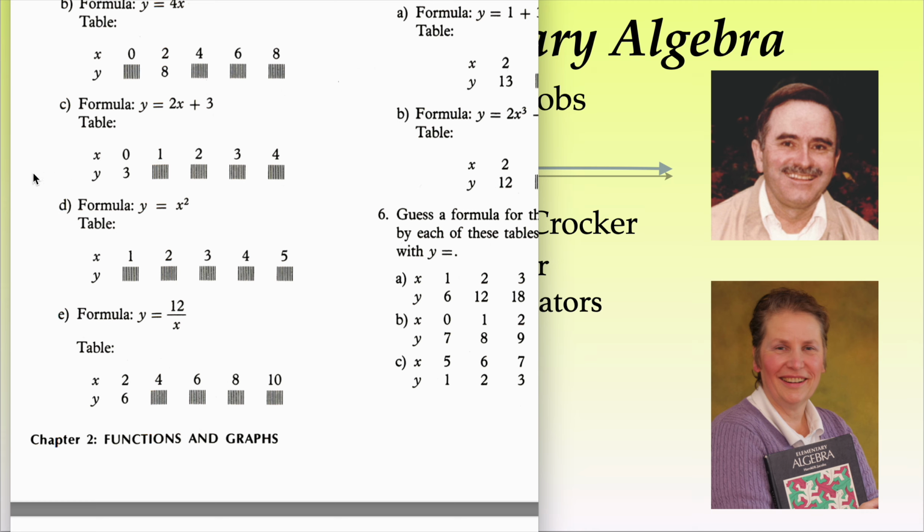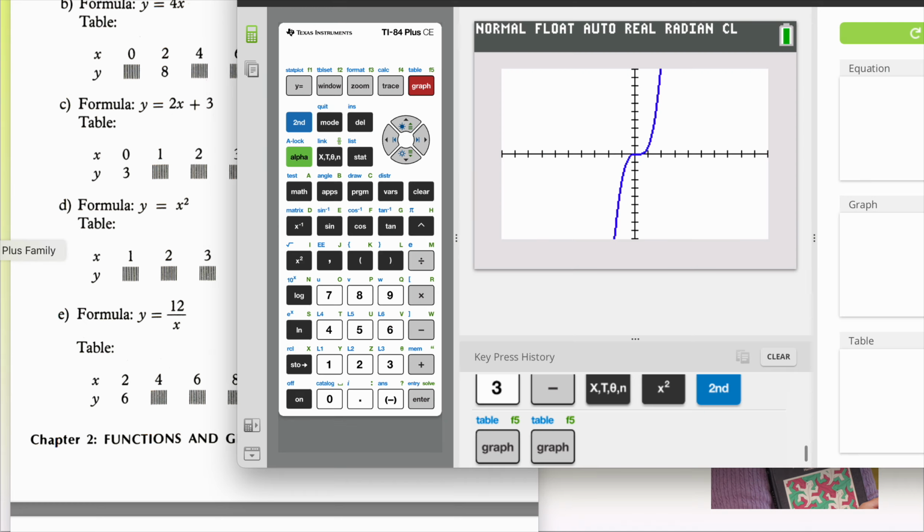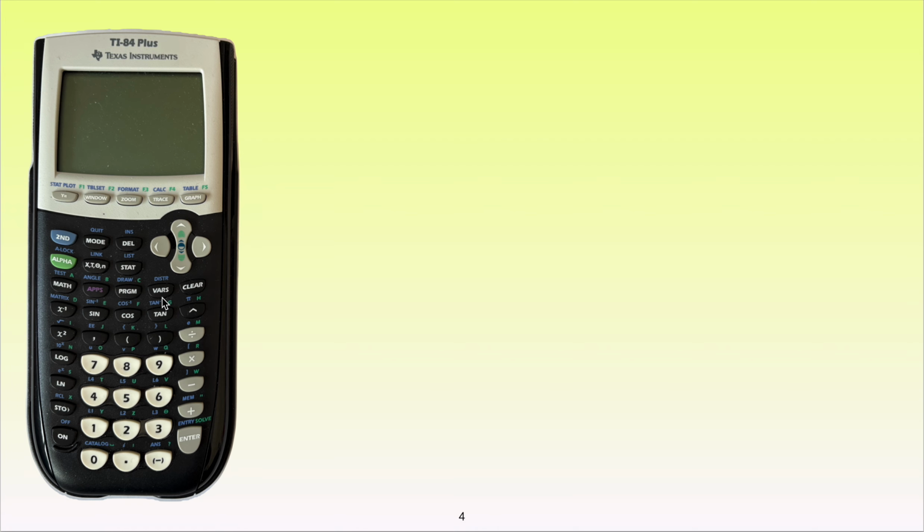Okay, let's move over to our graphing calculator. Your graphing calculator probably looks like this, or similar to it. Your buttons may be a different color. If you have an older TI-83, your second button may actually be yellow, and then all the words above the buttons will also be in yellow.